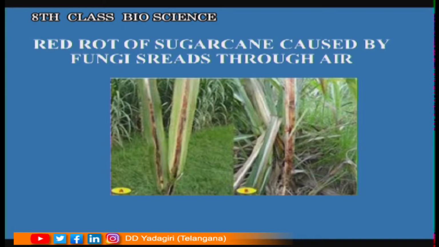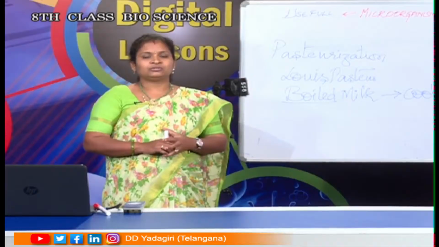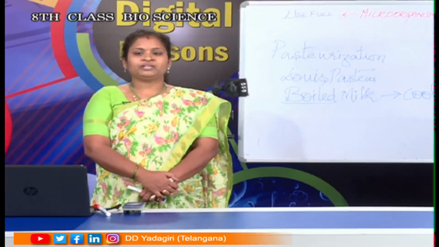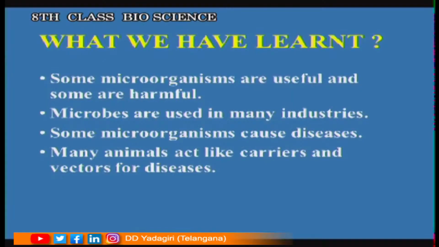Children, how can we protect ourselves from these harmful microorganisms? So, now let us recall what we have studied. I hope you have understood the lesson. Let us recall what we have studied, children. Some microorganisms are useful and some are harmful. Microbes are used in many industries like food industry and medicinal industry. Some microorganisms cause diseases. Many animals act like carriers and vectors for diseases.